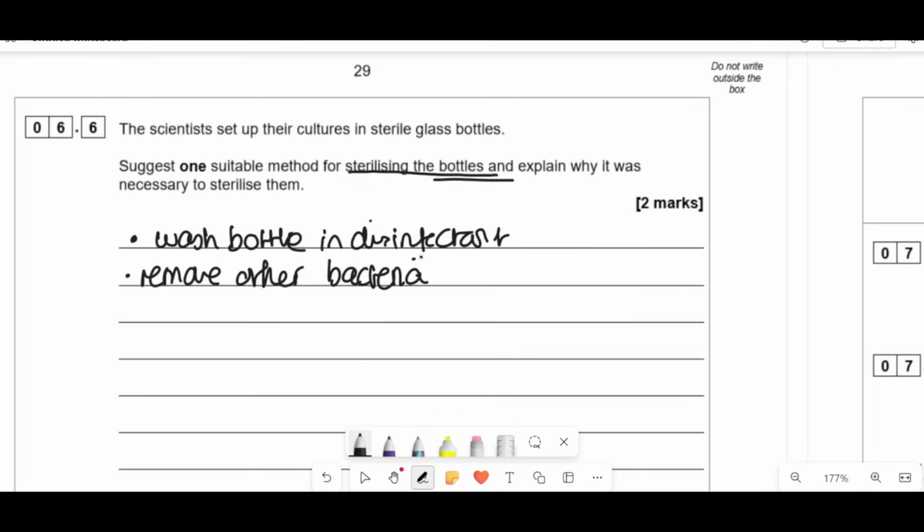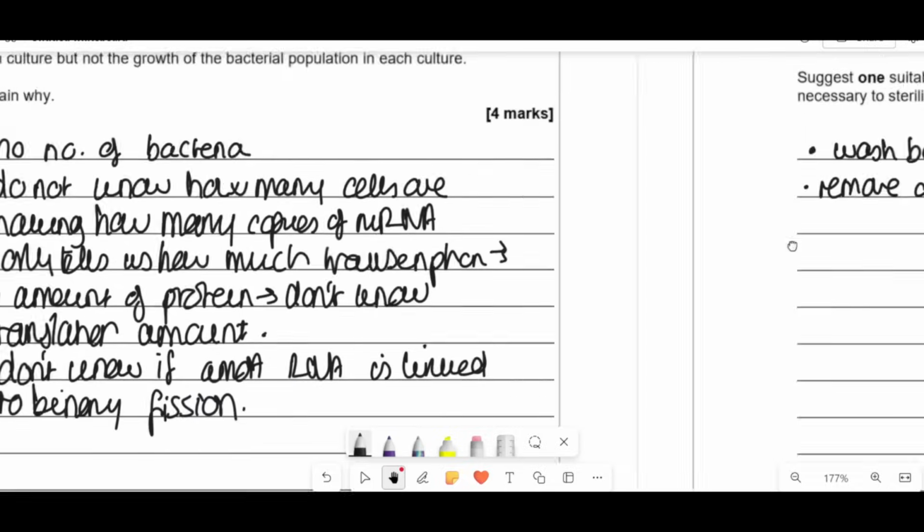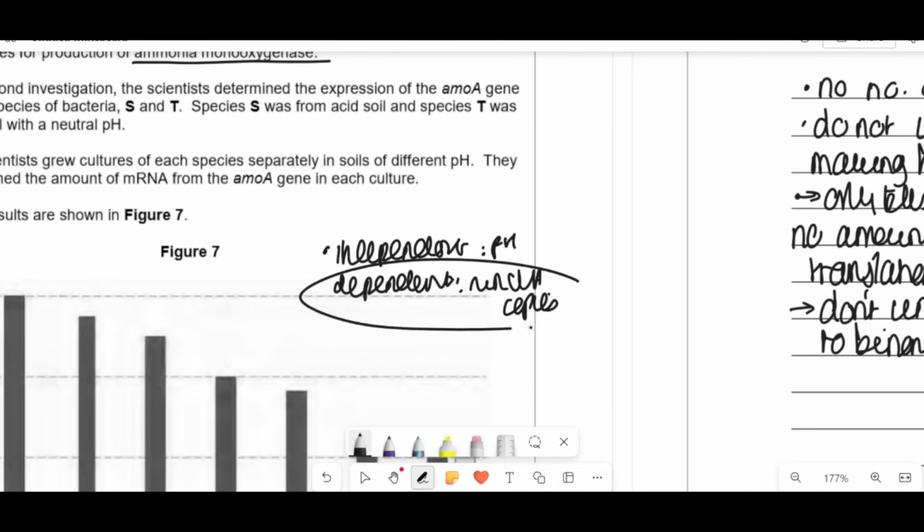Because when you're doing these questions on experiments, and they're saying they did this, say why this is important, you need to think, how is it going to screw up this dependent variable? All of these controls are to make sure the only thing that changes this is the pH. The only thing that changes the dependent is the independent. So you need to think in your head, why would removing bacteria stop this being screwed around with?